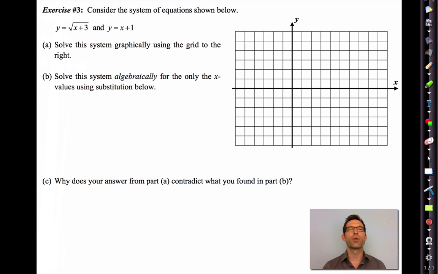All right, exercise number 3. Consider the system of equations shown below. Solve the system graphically using the grid to the right. All right, let's solve a system graphically. Now, you could definitely do this using tables on your calculator, but I think you can do it without your calculator. Maybe, maybe not. Pause the video now and either use your calculator to generate tables of values or sketch by hand using transformations and other facts that you know. It's up to you. But pause the video now and solve this system algebraically. I mean graphically, sorry.